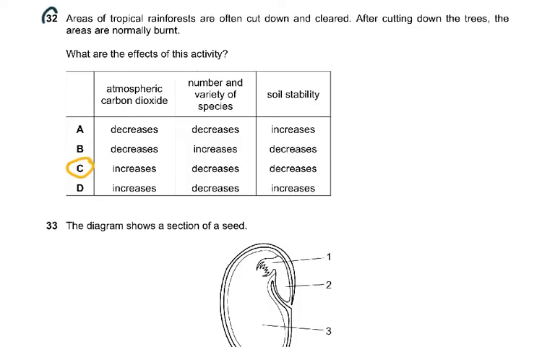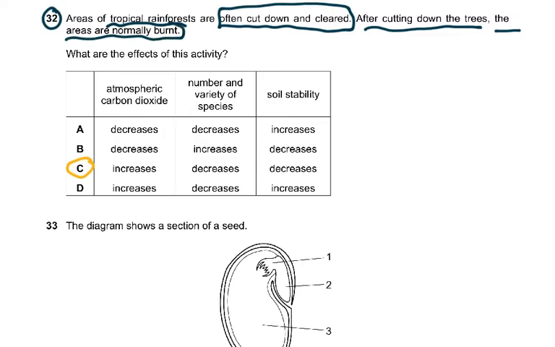Question 32. Areas of tropical rainforests are often cut down and cleared. After cutting down the trees, the areas are normally burnt. Areas means whatever little plants might be present. You've cut down the trees and now you are burning that area. So there might be shrubs or herbs there or other plants there, some grass plants, some other smaller shrubs. So what have you done when you have burnt it?